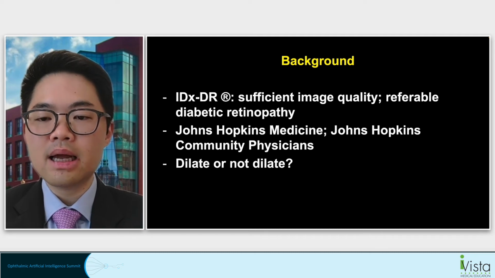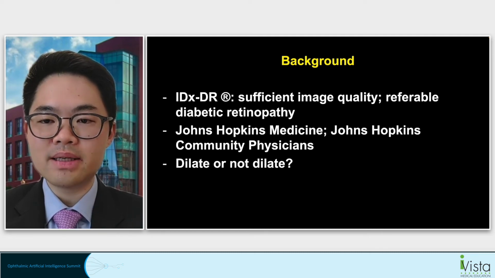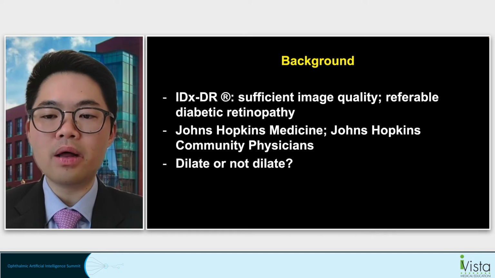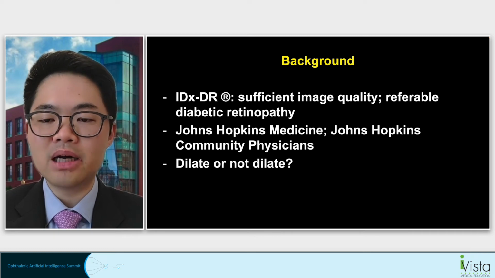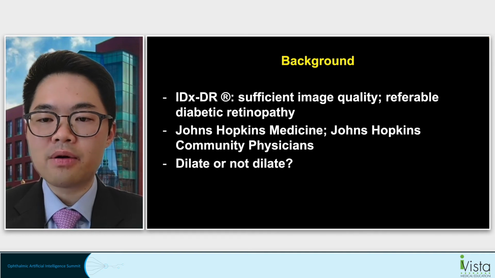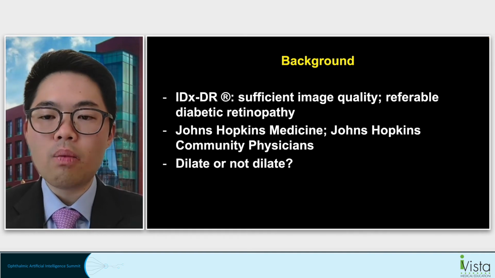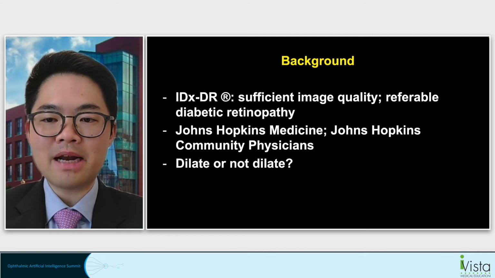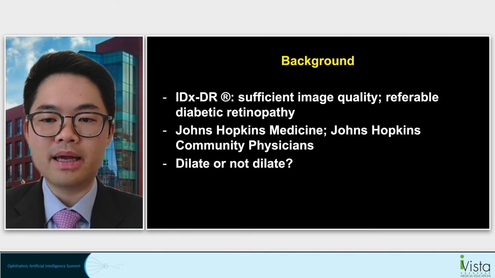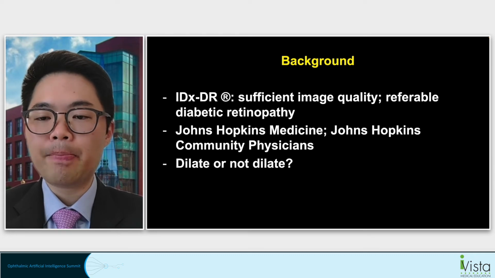a color fundus photograph centered on the macula and centered on the disc. Before it can make a diagnosis or classification, the first step of the algorithm will decide whether the images are gradable or not. And the algorithm will only proceed to the next part if the images are indeed gradable. Then the algorithm will decide whether referable diabetic retinopathy, defined as more than mild diabetic retinopathy, is present or not.